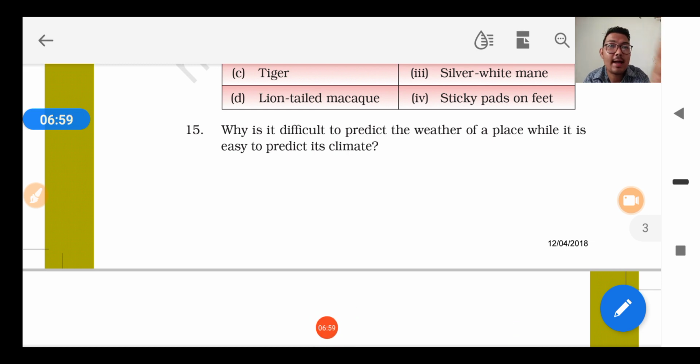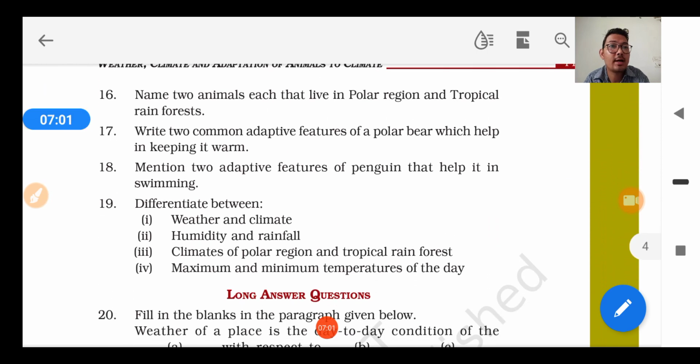Now coming to the next question. Name two animals that live in polar regions. Polar bear, penguin, and reindeer. Okay, even the musk oxen is also found in the polar region. And in the tropical rainforest: monkey, elephant, tiger, red-eyed frog, and so many more.